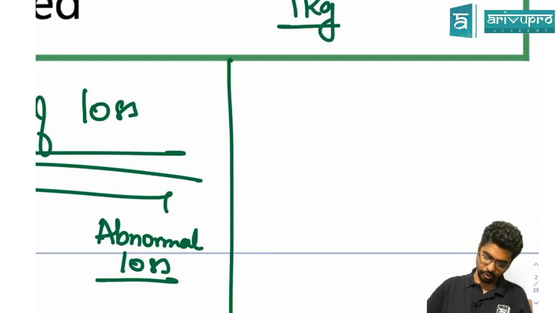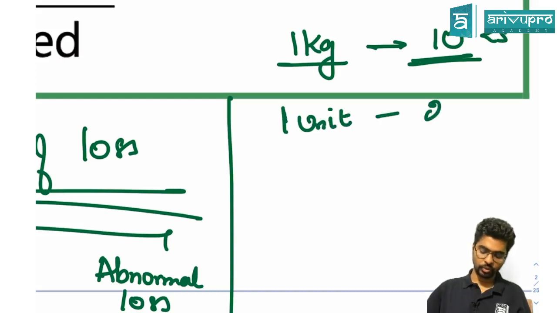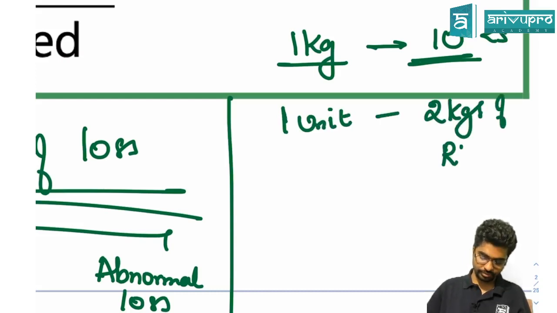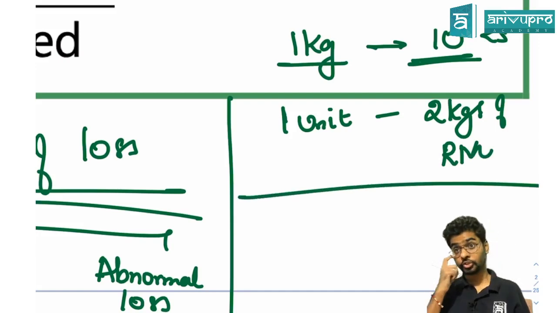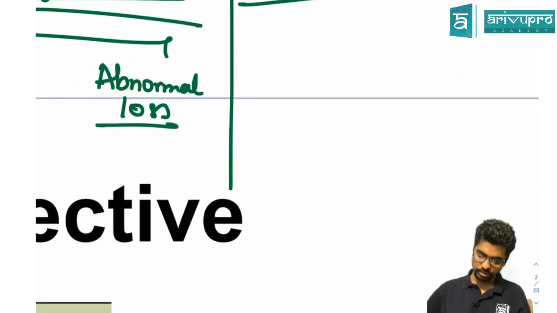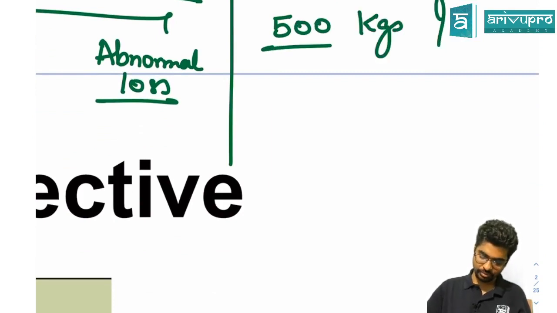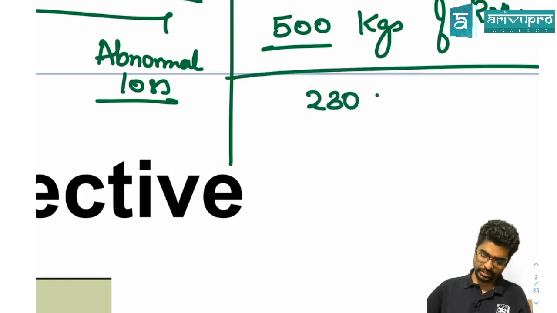1 kg of input is 10 rupees. 1 kg of input is how much? 10 rupees. To produce 1 unit, you require 2 kgs of raw material. To produce 1 unit, how many kgs of raw material do you require? 2 kgs of raw material. The company used 500 kgs of raw material, and 230 units of output was achieved.